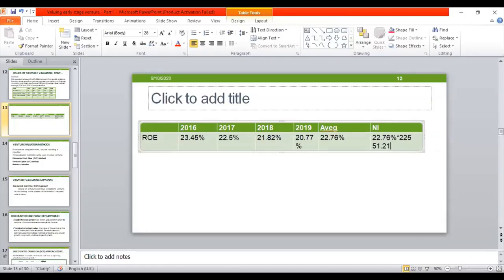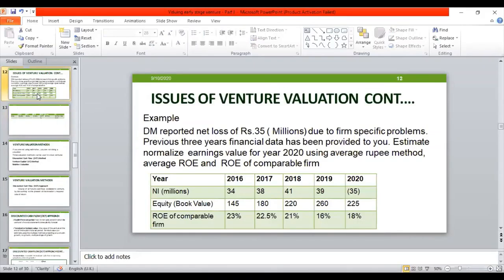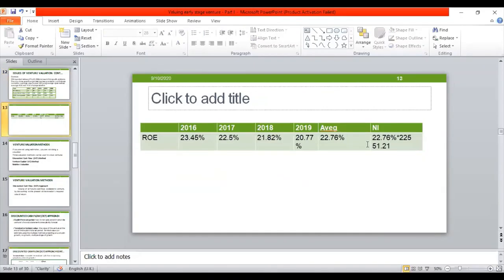According to the first approach, the average value is 38 million. Now, according to this approach, we are going to replace this negative 35 million by positive 51.21 million.